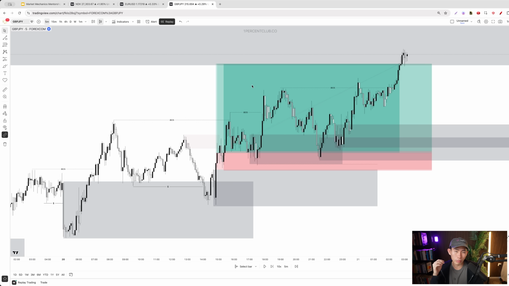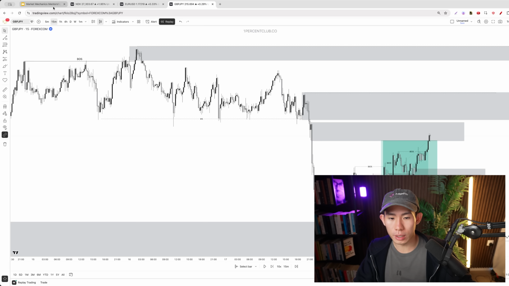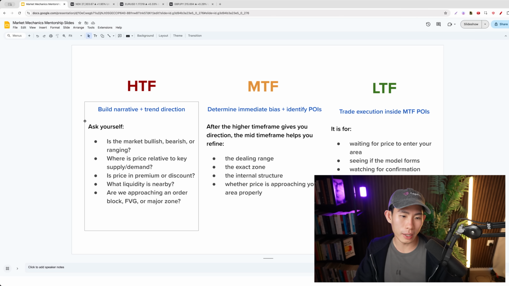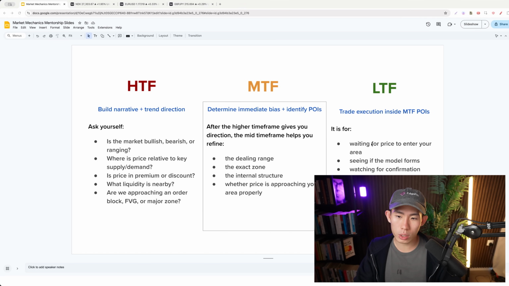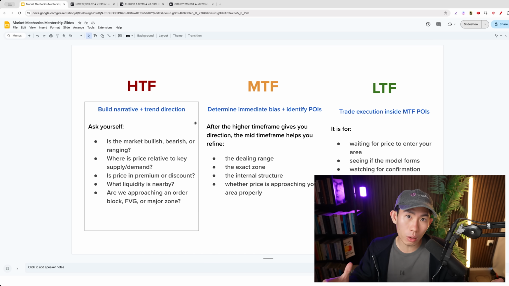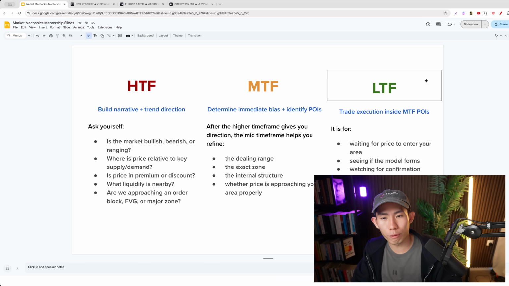So they are all just like different little ants in a colony, just playing their part so that they can serve the entire kingdom or the colony. So multi-time frame analysis is really just about using each time frame for a specific purpose. Once again, using the higher time frame to do this, using the medium time frame to do this, using the lower time frame to do this. Higher time frame gives you the big picture. Medium time frame tells you where to enter, right? Develop your immediate trade idea, your immediate bias, and the point of interest. Lower time frames tell you when to enter.